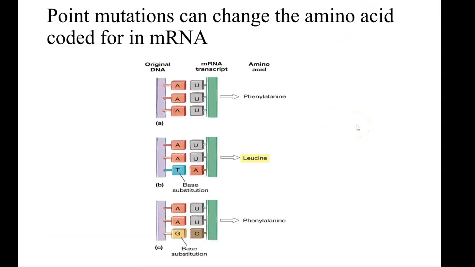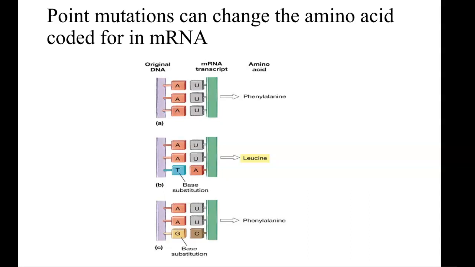So this picture right here is showing the DNA and a point mutation. A point mutation would be a change in the nucleotide. So if you took a look at picture A, we've got the original DNA, and the code is AAA. And so on our messenger RNA transcript, our codon is UUU. That codon will code for the amino acid phenylalanine. So that is the amino acid we need in that particular order.